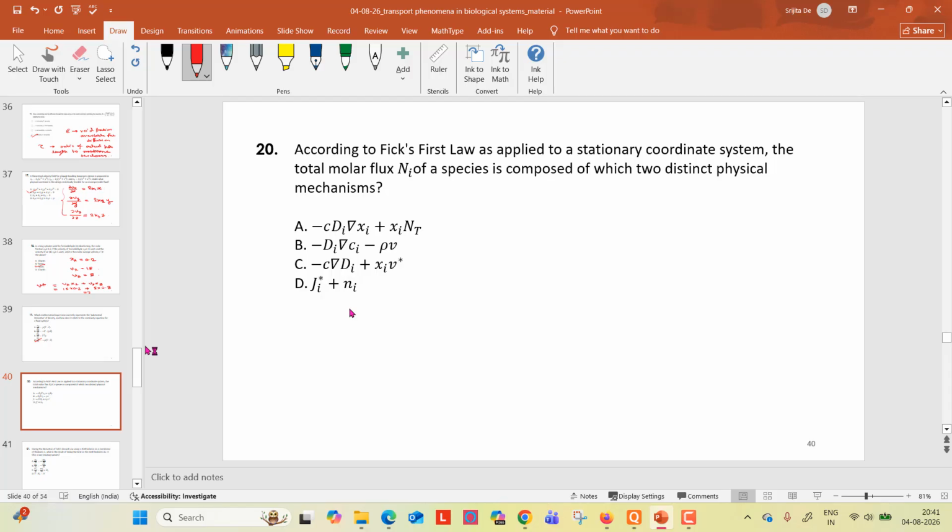Okay, according to Fick's first law, as applied to a stationary coordinate system, the total molar flux Ni of a species is composed of which two distinct physical mechanisms. So, as we can see, Ni, the total molar flux, is the summation of minus C di grad xi plus xi Nt, right? It is option A.